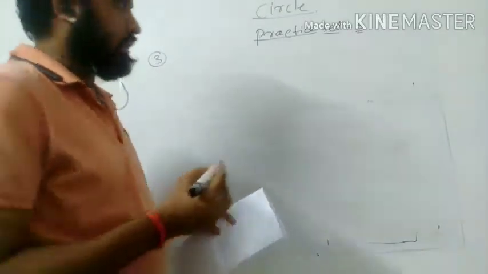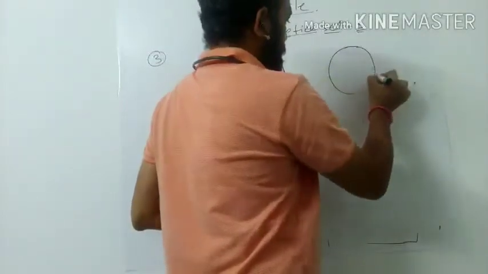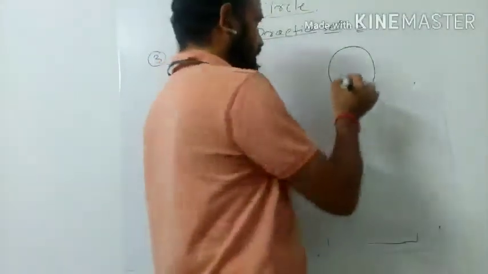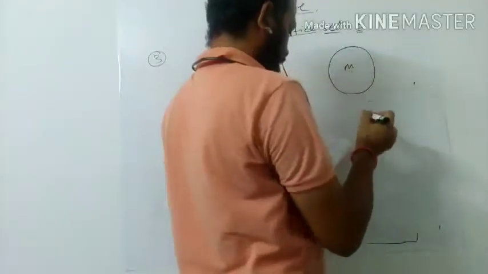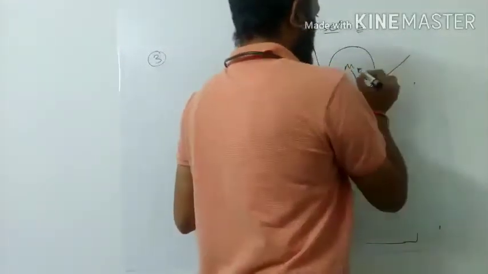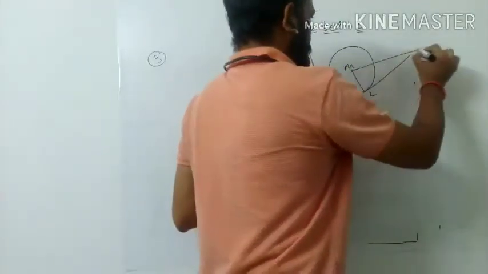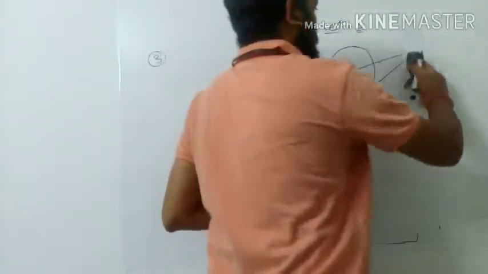So firstly, I will draw a diagram here. A circle is there with center M, and this is your point L, and I can directly draw here.